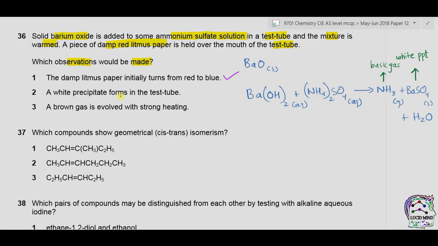Option 2, a white precipitate forms in the test tube. As we can see that barium sulfate has formed, which is white in color, so therefore option 2 is also correct. Number 3, a brown gas is evolved with strong heating. Now brown gas is NO2 and NO2 is not formed upon strong heating. So option 3 is wrong. As options 1 and 2 are correct, the answer is therefore B.